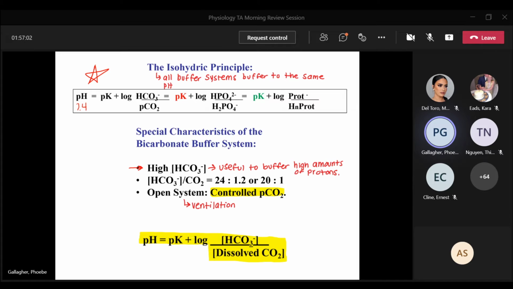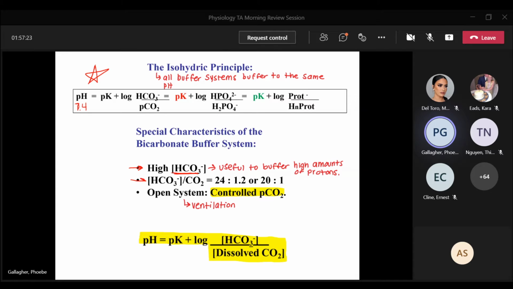Okay, so moving on, you should know the special characteristics of your bicarbonate buffer. Once again, we have plenty of bicarb, so we have a high concentration. So we have more bicarb than we have CO2 or carbonic acid, and this is very convenient because we need plenty of bicarb to pick up any additional protons that we get into our blood to help maintain our pH of 7.4.